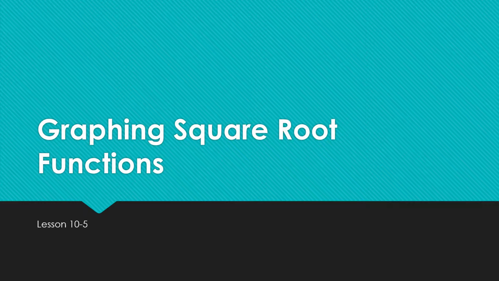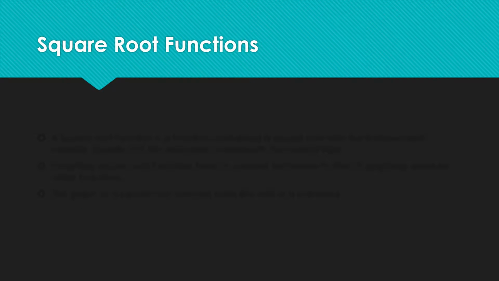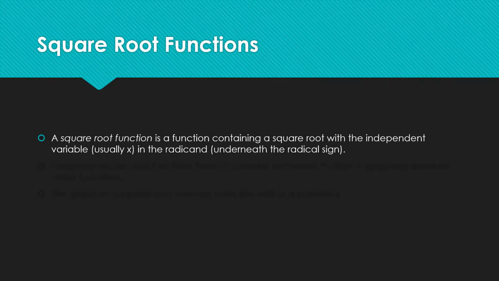This is lesson 10-5, graphing square root functions. Let's talk about what square root functions are. A square root function is any function that contains a square root with the independent variable. We know the independent variable that we use is typically x, and that variable is in the radicand, meaning that it is underneath the radical sign.